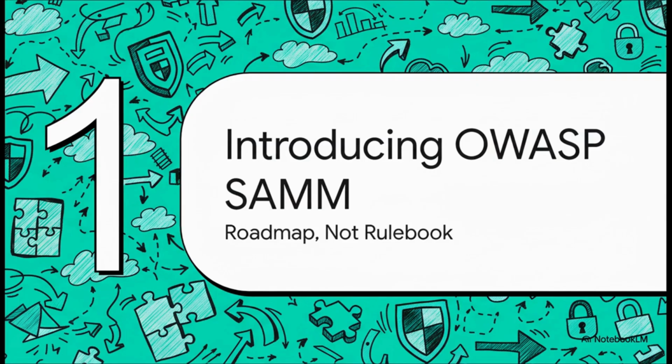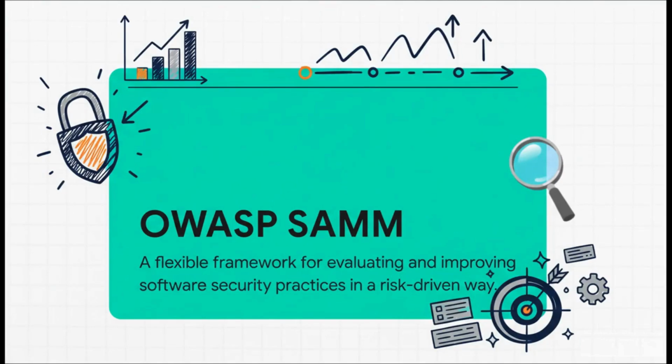The most important thing to get right away is this. Think of SAMM as a roadmap, not a strict, inflexible rulebook. It's here to guide you, not to dictate every single step. Okay, so what is it really? Well, SAMM comes from OWASP, the Open Web Application Security Project. And at its core, it's a framework to help you measure and improve your software security.